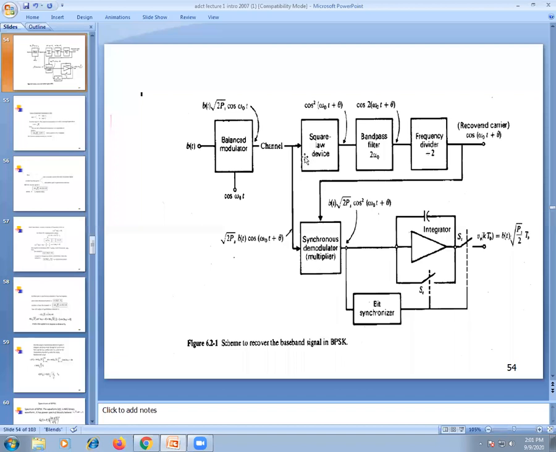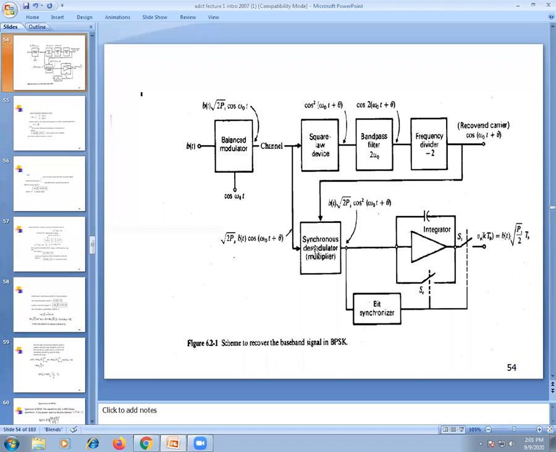In the recovered carrier part, there is a square law device, squaring the term to give cos square (ω0 t + θ), and a band pass filter that selects the 2ω0 t component, giving cos(2ω0 t + 2θ). Now it is given to the frequency divide by 2 network, which divides the frequency, and cos(ω0 t + θ) is the recovered carrier. That is given to the synchronous detector, whose other input is root 2PS b(t) cos(ω0 t + θ).